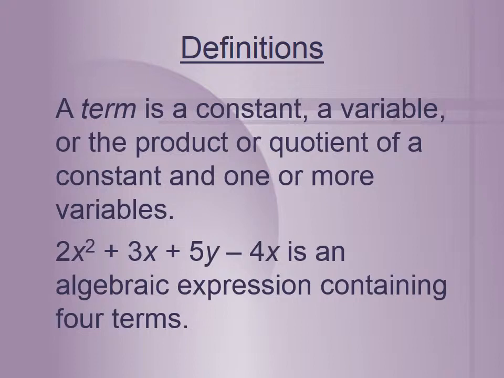So 2x squared plus 3x plus 5y minus 4x, that is what we call an algebraic expression. It's not an algebraic equation because there's no equal sign. So it's an algebraic expression that contains 4 terms. Our first term is 2x squared, the second term is 3x, the third term is 5y, and the fourth term is negative 4x.